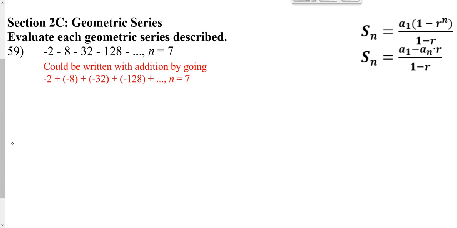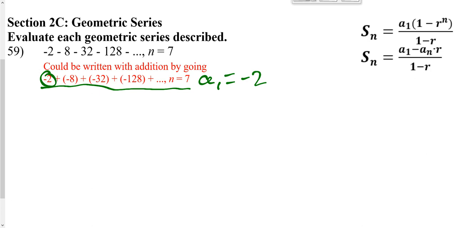So let's go ahead and find our geometric series here, which means we got to add all these up, and we're doing that for our first 7 terms. Now, you might be wondering, well, this is subtracting and a series is adding. Remember that subtracting is adding the opposite, so it could be written out like this here. Now, your first term is what we have here.